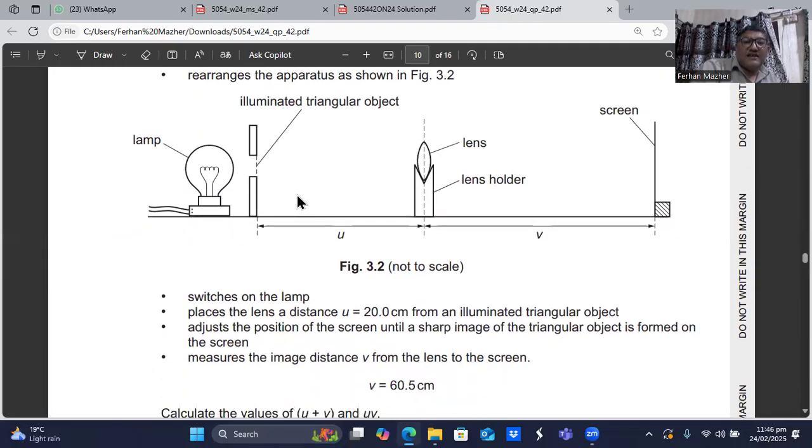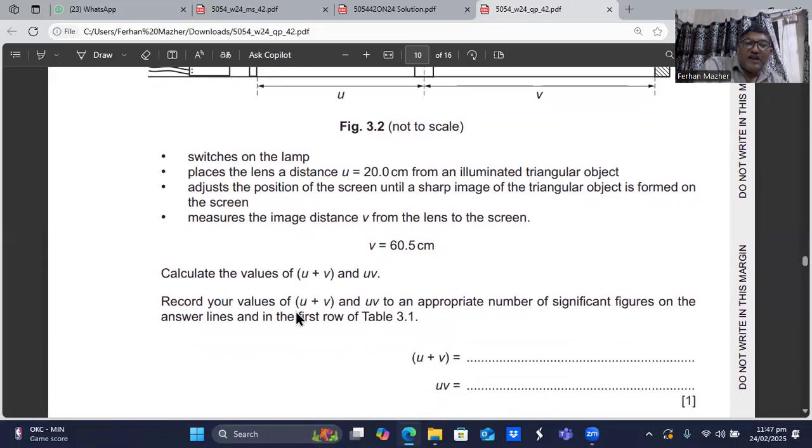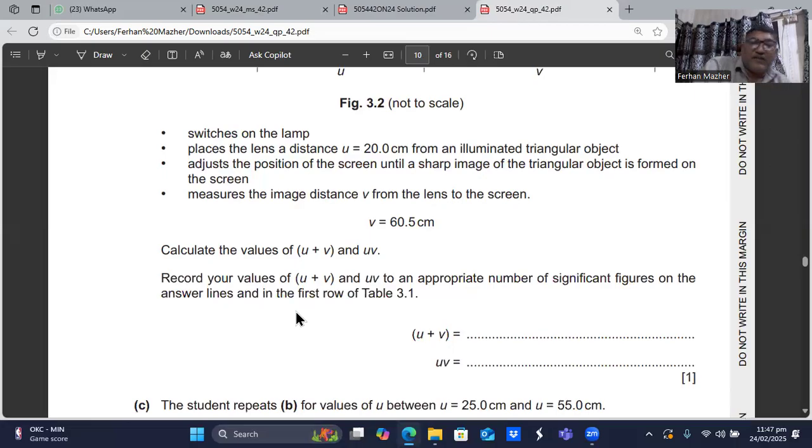He says switch on the lamp and place the lens a distance u of 20 centimeter from the illuminated triangular object. So this u is constant. It is kept at 20 centimeter. To get a sharp and clear image, I will just move the screen. Adjust the position of the screen until a sharp image of the triangular object is formed on the screen. Measure the image distance v from the lens to the screen, and the v here is 60.5 centimeter. Calculate the value of u plus v. So it will be 20 plus 60.5, that will be 80.5 centimeter.